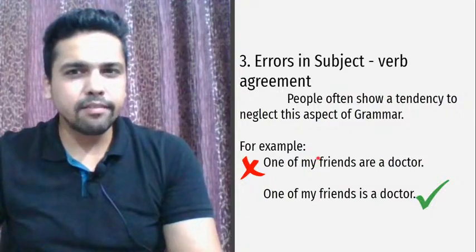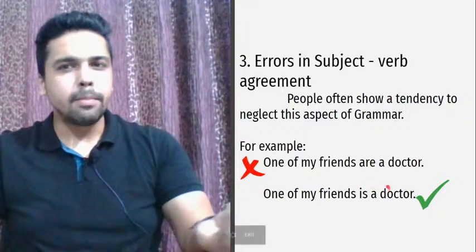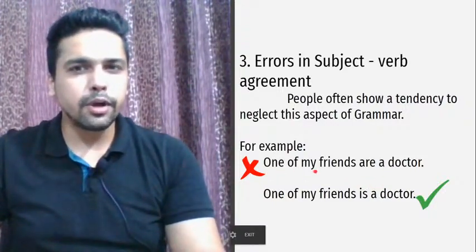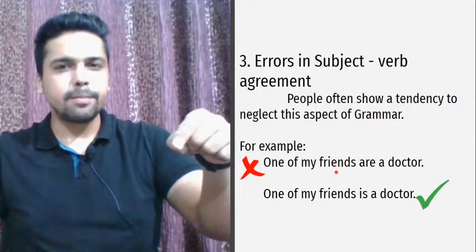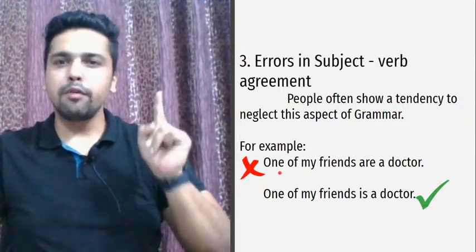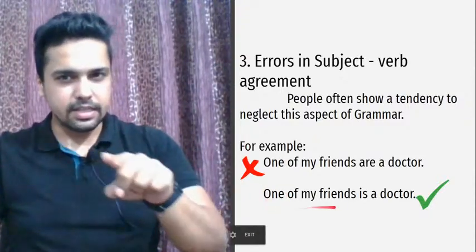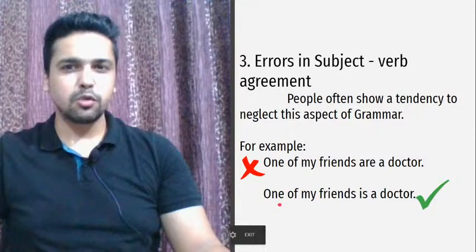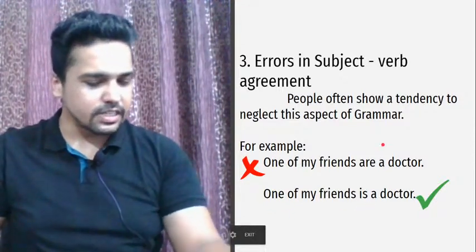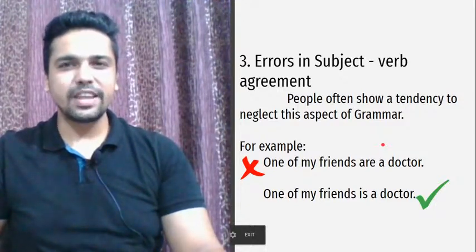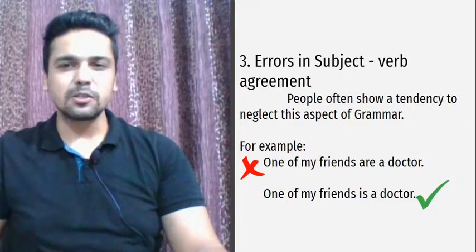So even though we have this word friends plural, for example, there are 10 friends, but here in this sentence, we are just talking about one of those friends. So if there are 10 friends, in that particular example, still we are talking about one of those 10 friends. So one is the main subject here. So one of my friends is a doctor. So this is again the third error. This is also something that makes us look stupid. It makes us look dumb.